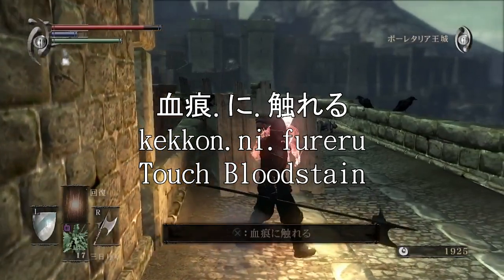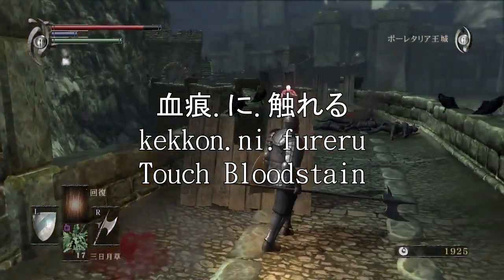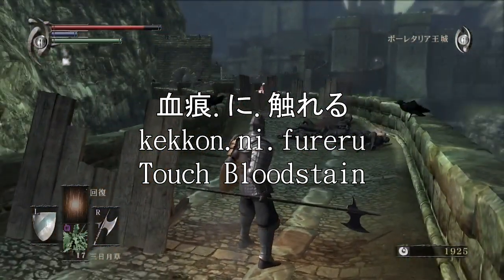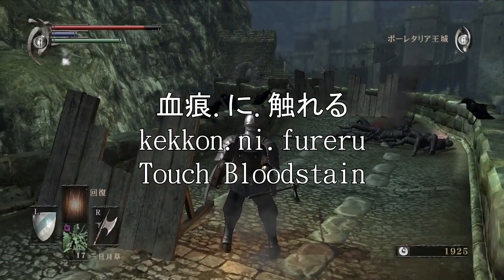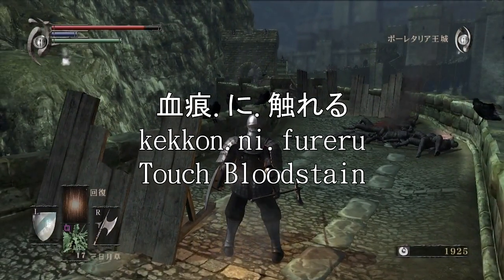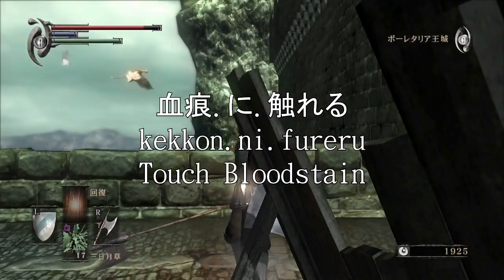Kekkon ni fureru. Touch bloodstain. Kekkon is made of the character blood, and the character that means mark or scar. Fureru means to come into contact with.